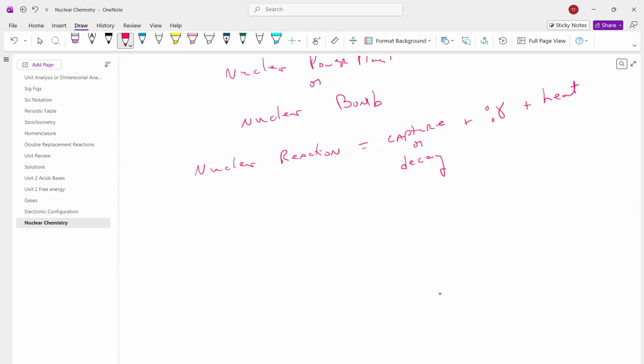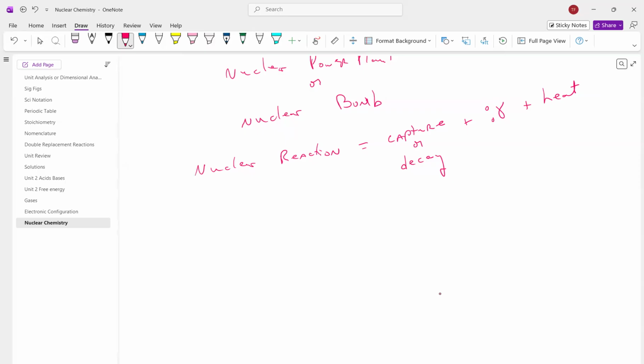So a nuclear reaction has 3 parts. It's capturing or decaying. It gives off gamma radiation plus heat. Now, with an atomic bomb, the heat causes lots of problems. We're just talking about a couple thousand degrees and a couple 100 miles per hour winds thrown in on top of that heat. So in the blast zone, quote unquote, all that happens.